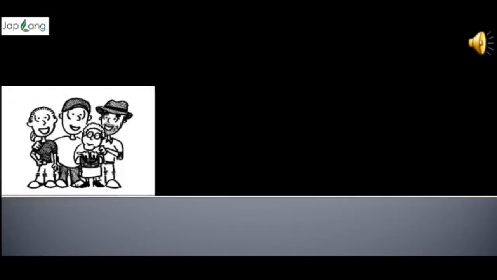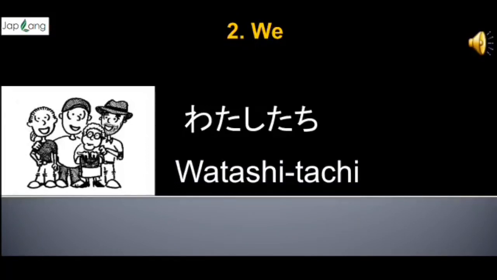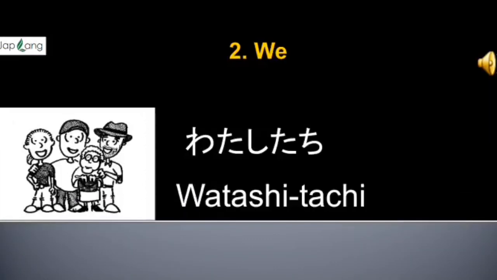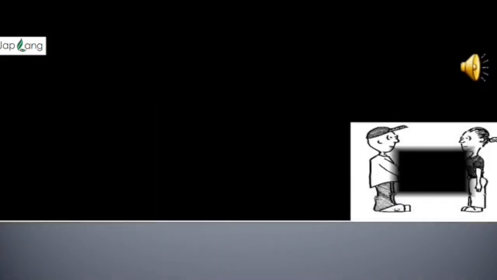We go to next. What do you think this is? This is we, right? In Japanese we say watashitachi. Watashitachi. Let's listen to the Japanese sound. Watashitachi. One sentence would be: watashitachi wa Indojin desu, which means we are Indian, or we all are Indian. We go to next vocabulary.